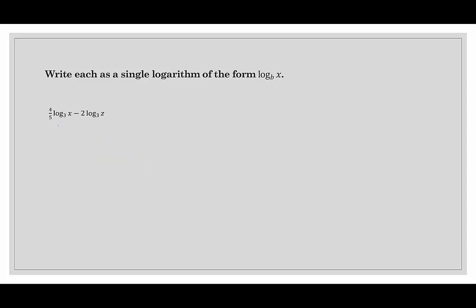Okay, it's a little bit trickier this time. So this time we have to deal with the fact that we have the coefficients. First, deal with the coefficients. What happens with those? They become the powers of the arguments. So we're going to rewrite this as log base 3 of x to the 4/5 minus log base 3 of z to the 2nd power. Now that we have coefficients of 1 and we have the same base, they're both base 3, we can now combine them into one single logarithm.